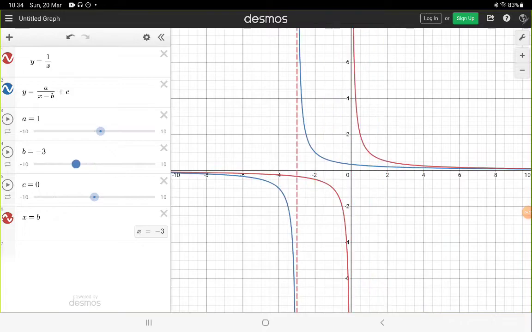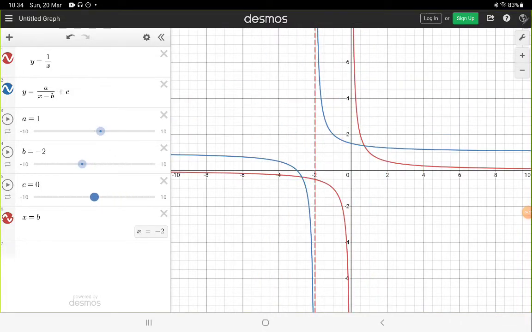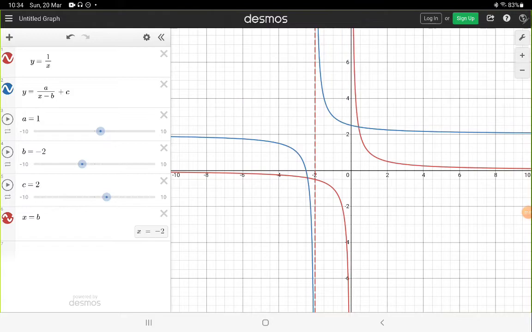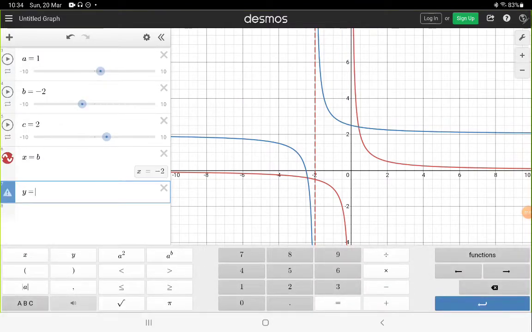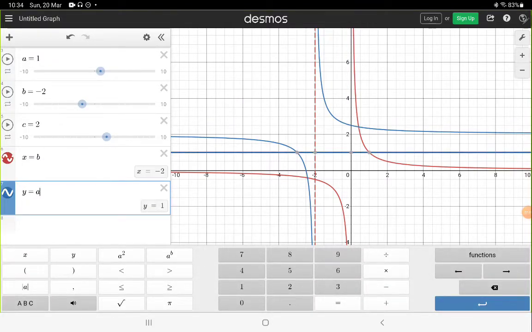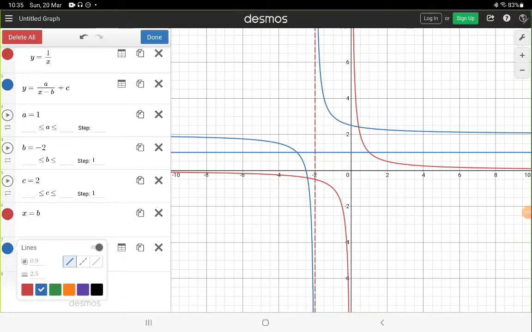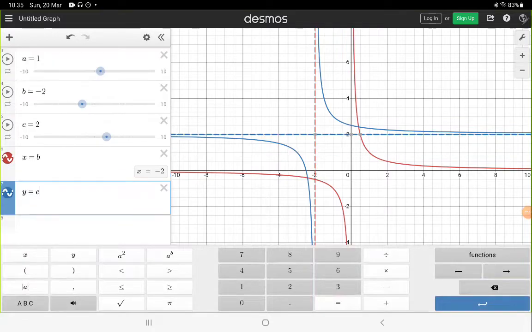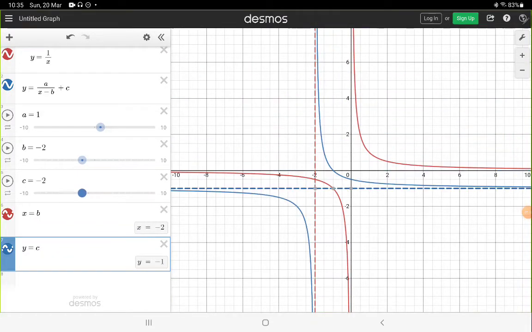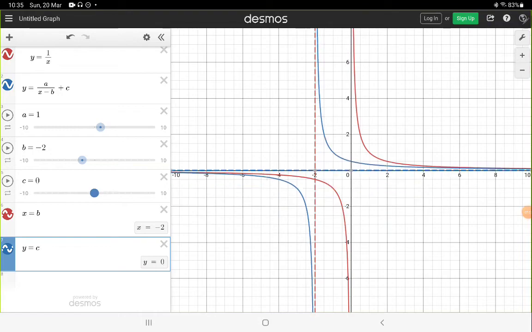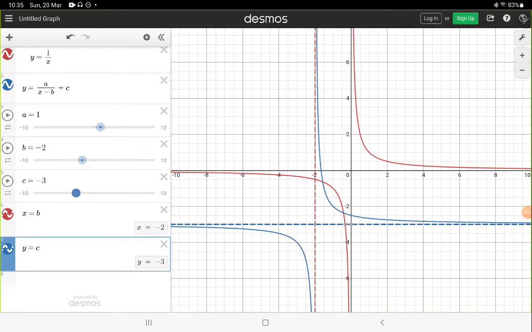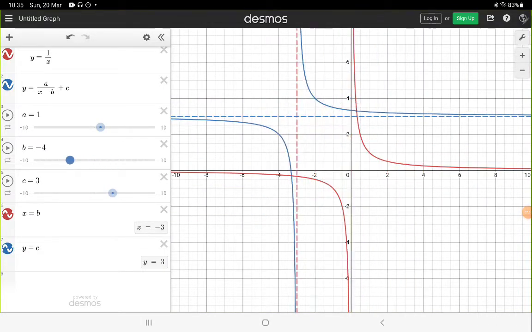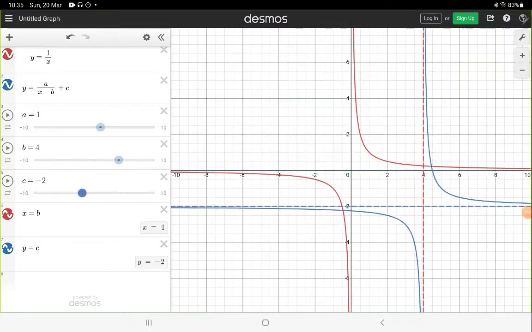Alternatively, if I start moving a, it's going to start moving it up and down, and I can visualize that by putting in y equals a. And once again, I will just make it a nice dotted line for effect. Oh, sorry, not y equals a, y equals c. And you can see that as I move this up and down, the whole shape moves up and down. So we can move it left and right, and we can move it up and down using these different values.